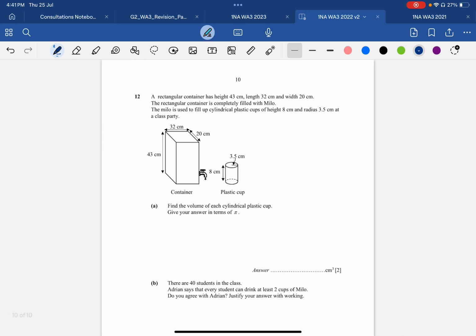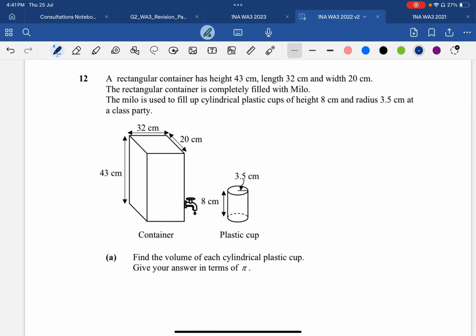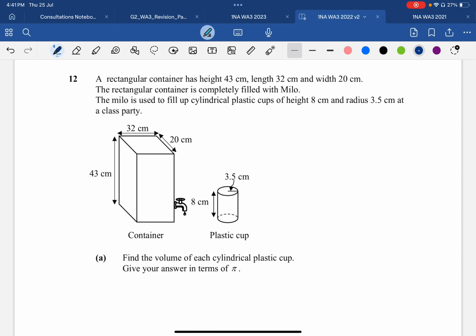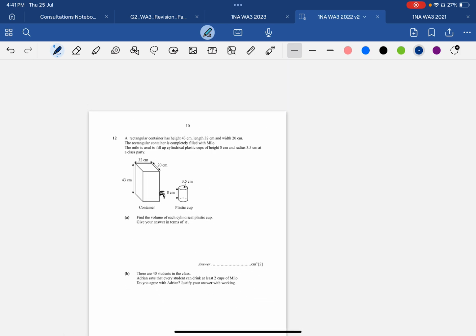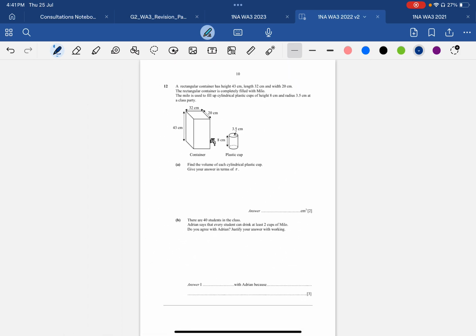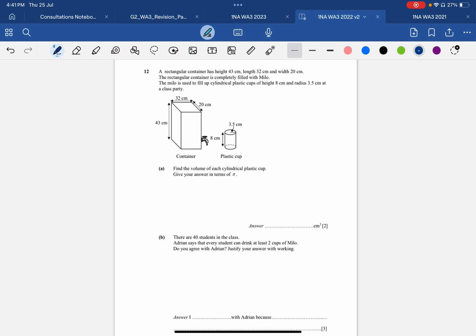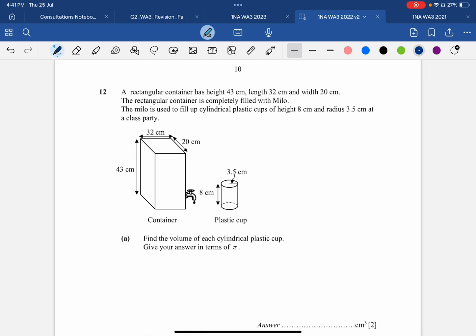Okay, question 12, the last question. A rectangular container has a height of 43 cm, a length of 32 cm, and a width of 20 cm. The rectangular container is completely filled with Milo. Oh, okay, sorry about that. This question will also not be tested because it is about volume, which is not yet taught. Okay, so this is not in WA3 this year.